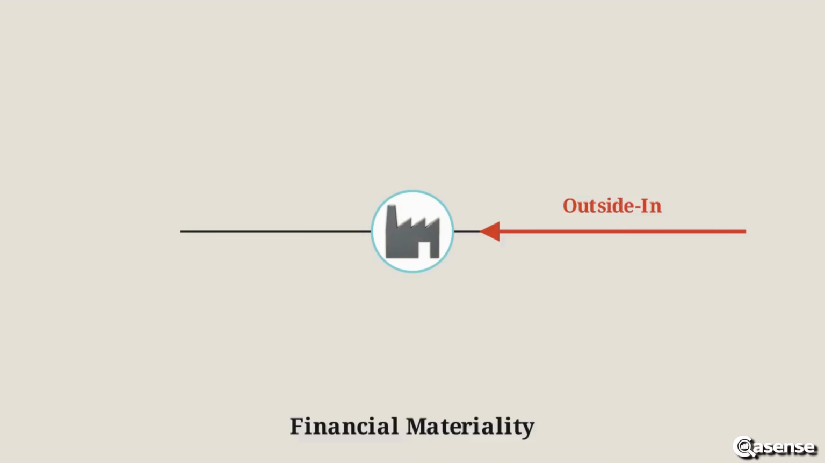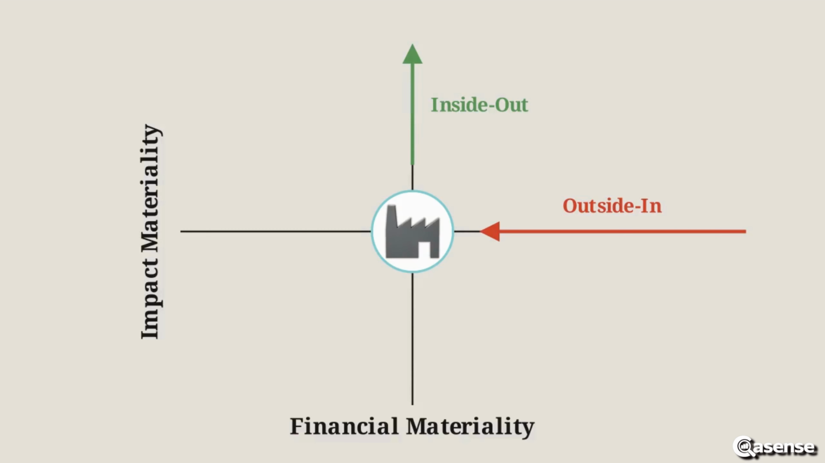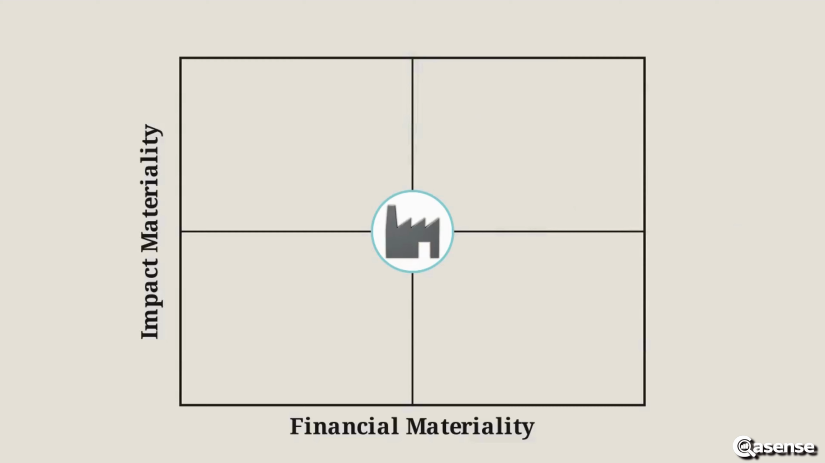But the modern standard adds a second lens, impact materiality. This is the inside-out view. It measures how your specific corporate operations actively harm or help people and the environment across your supply chain. Double materiality combines both of these lenses into a single test. Topics that score low on both your financial risk and your world impact are deemed not material. These are the issues you can safely ignore.